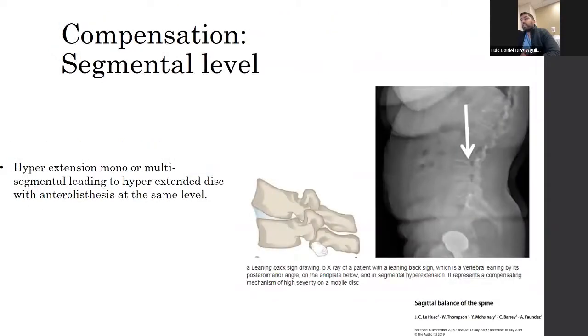Some include changes down at the segmental level, where there is a hyperextension in one or even several segments, leading to a hyperextended disc with anterolisthesis at the same level, as can be seen here, this quote lean back sign, where the posterior end of the end plate is now essentially attempting to touch the superior end plate posteriorly of the adjacent level.